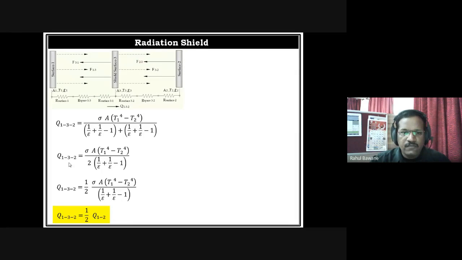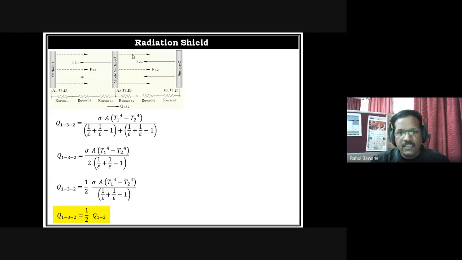So if there is no radiation shield, but surface 1 and surface 2 have the same emissivity, then if you are going to calculate the rate of heat transfer from surface 1 to 2, our answer will be this one: sigma area in bracket T1 raised to the power 4 minus T2 raised to the power 4, divided by 1 upon emissivity plus 1 upon emissivity of second surface minus 1. So this will be the total equation for the rate of heat transfer without shield.